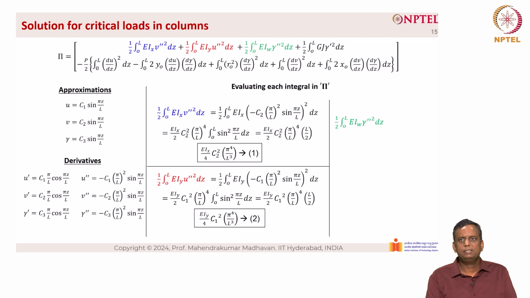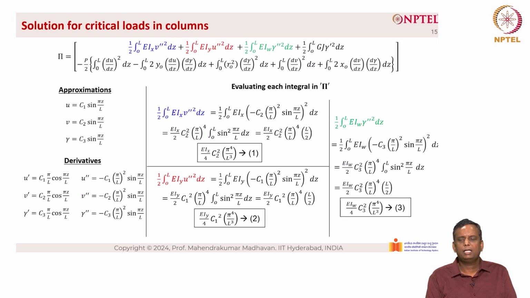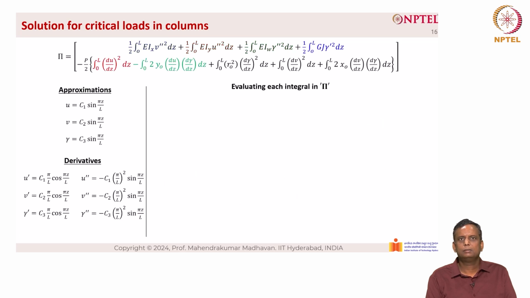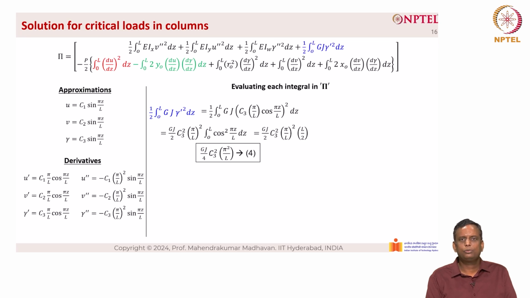The equation 3 is half into integral 0 to L EIW into (gamma double dash) the whole square into dz. When we substitute gamma double dash, we can further simplify these equations and finally we get EIW by 4 into C3 square into pi power 4 by L cube, which is equation 3. Now for half into integral 0 to L GJ into (gamma dash) the whole square into dz, we have the equation which is further simplified as GJ by 4 into C3 square into pi square by L, which is equation 4.